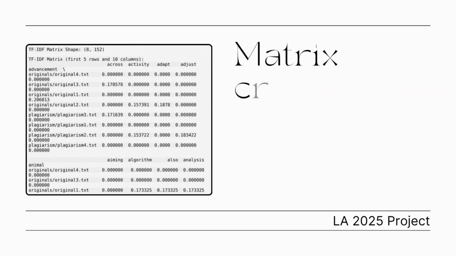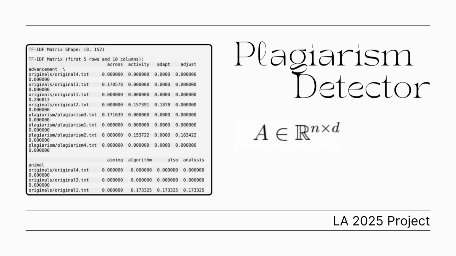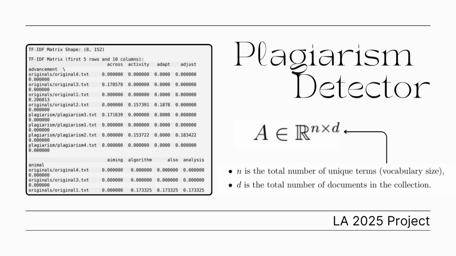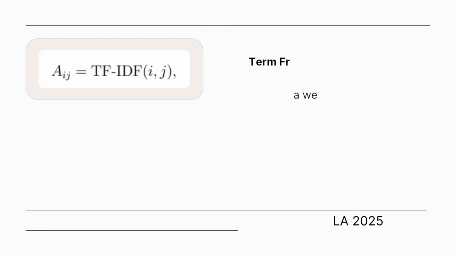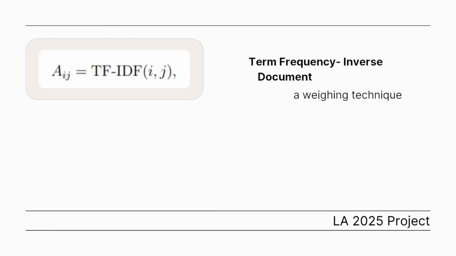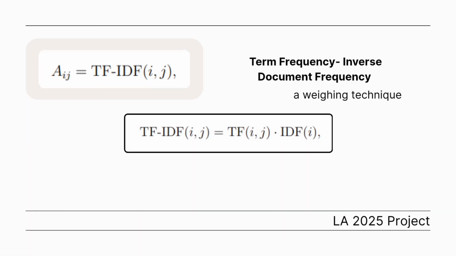To construct the semantic representation of our corpus, we first generate a term document matrix A of size n by d. N is the vocabulary size, so the amount of unique words we have, and d is the number of documents in our corpus, the total amount. Each entry in A is computed using term frequency inverse document frequency, a weight. It's defined as TF multiplied by IDF.